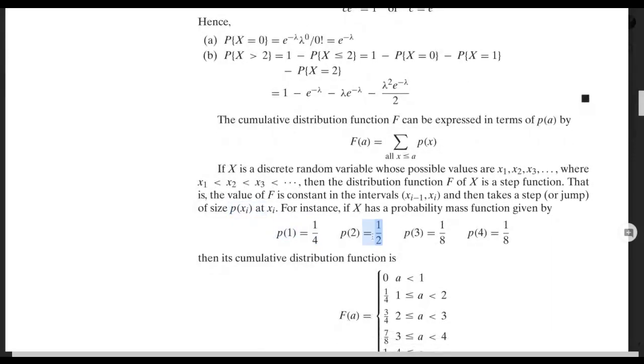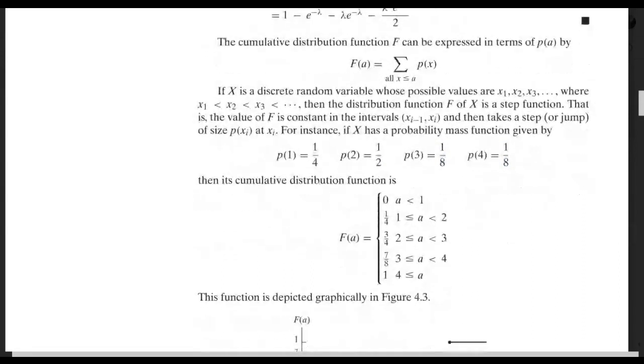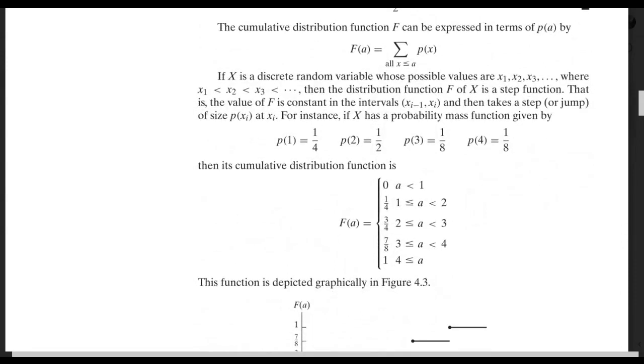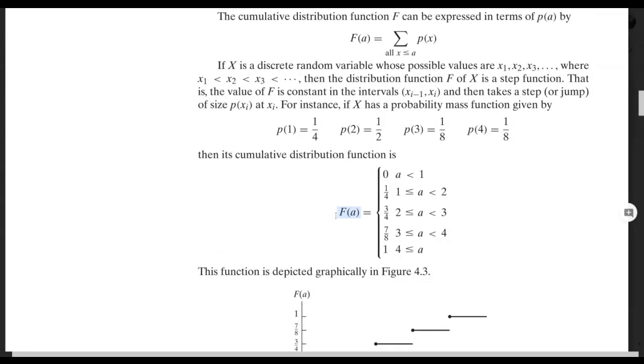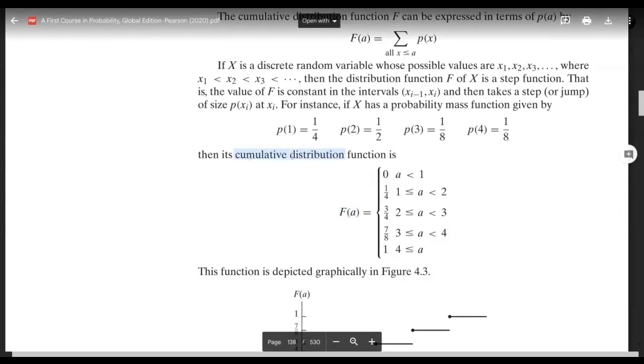Probability of 1 equals a quarter, 2 equals a half, 3 equals 1/8, 4 equals 1/8. Right? So we can graph the function. It would be a step function. So then this function F(a) is the cumulative distribution function, okay?